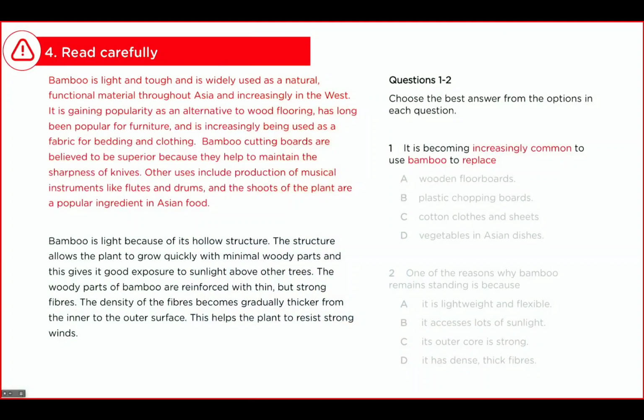So we're going to read carefully. It says bamboo is light and tough and is widely used as a natural functional material throughout Asia and increasingly in the West. It is gaining popularity as an alternative to wood flooring, has long been popular for furniture, and is increasingly being used as a fabric for bedding and clothing. Blah, blah, blah. Let's take a look at this now.